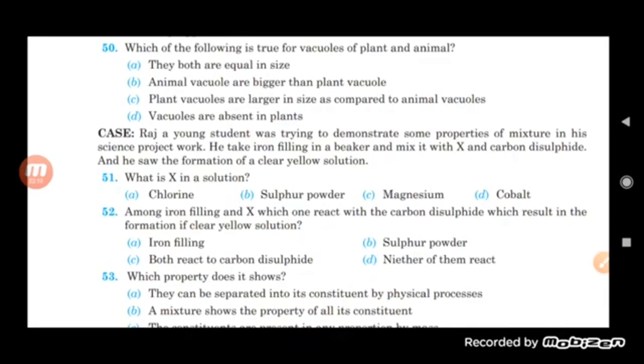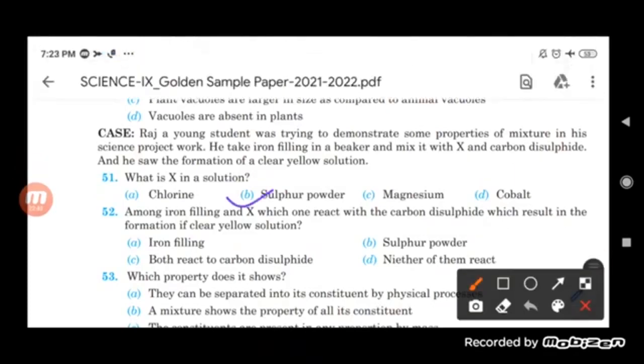So actually this X is what? It is sulfur powder, because we know that when sulfur powder mixes with carbon disulfide, it is easily soluble in the carbon disulfide, and there is a formation of a yellow solution. A clear yellow solution will be formed with it. So according to that, the correct option will be the sulfur powder.